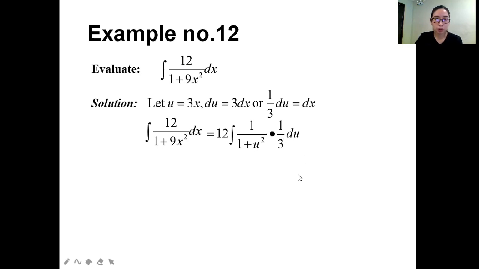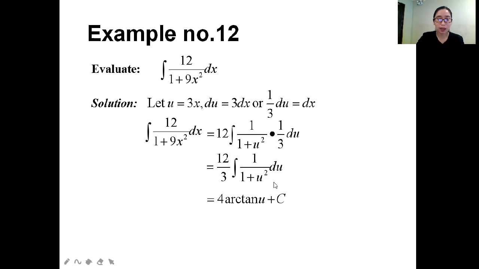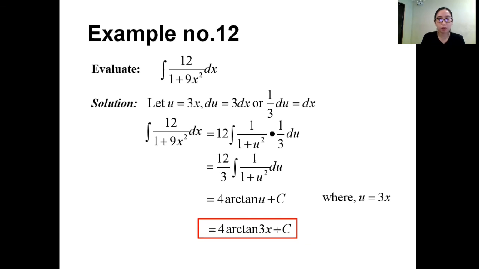Okay? So, now we have 12 divided by 3, or 12/3, integral of 1 over 1 plus u squared du. So we have 4 arctan u. So, ato lang dumdumon nga forma. Pagtan-aw nato nga walay radical sign, so arctan siya. So 4 arctan u plus c, where u is equal to 3x. So our final answer now is 4 arctan 3x plus c.